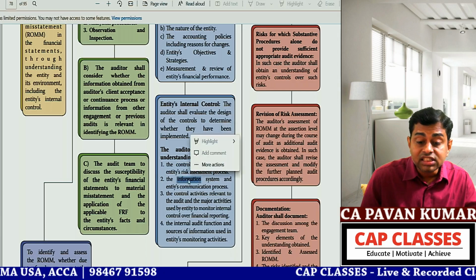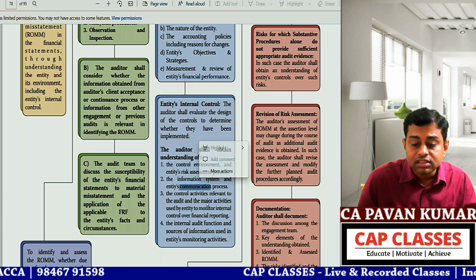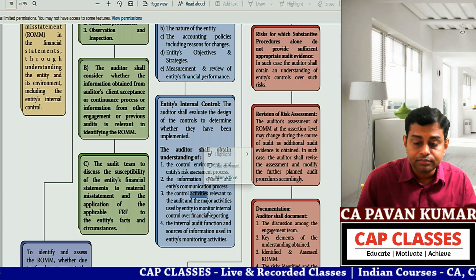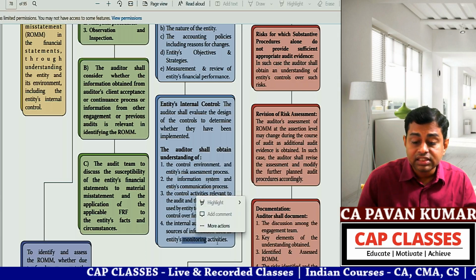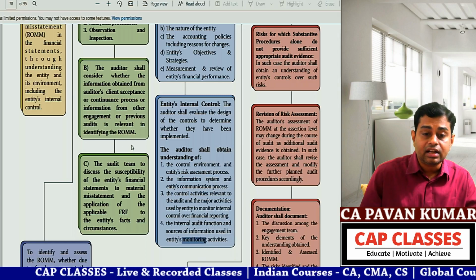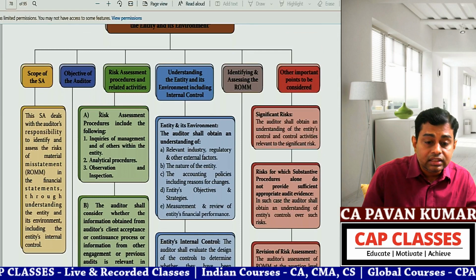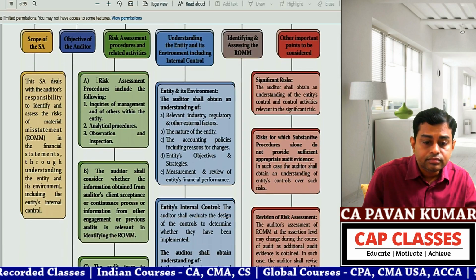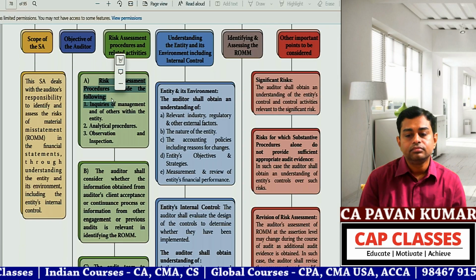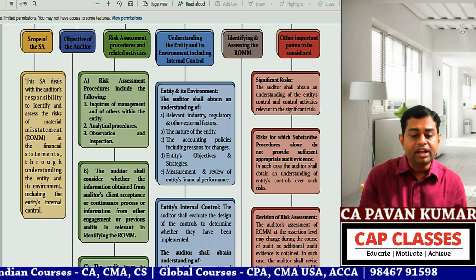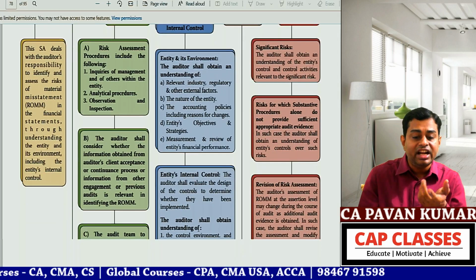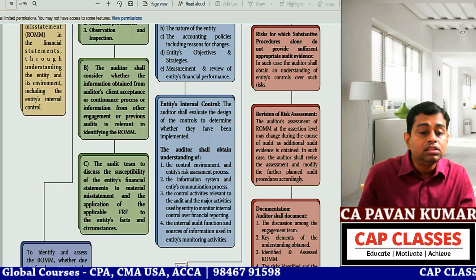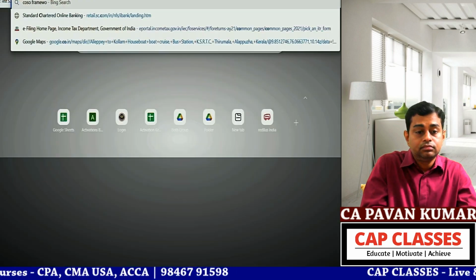Then, what is this? Information system and communication. What is this? Control activity. Correct? What is this? Monitoring activity. Correct? Risk assessment procedures include the following. So basically, do you understand all the five elements came? Whatever the five elements I told, we have identified here, yes or no? Now let us check the COSO framework.